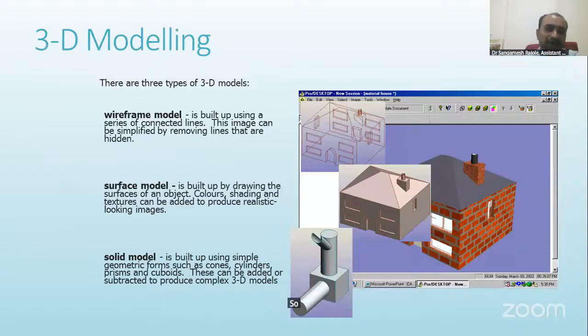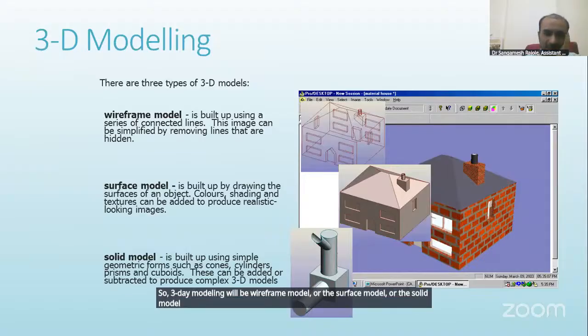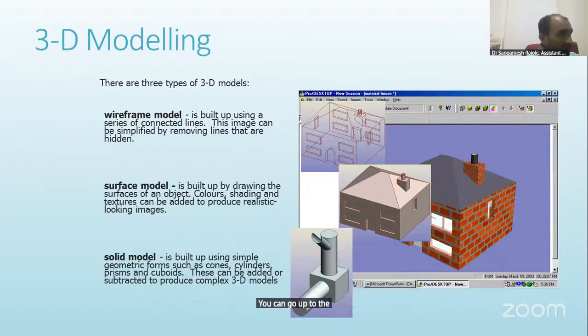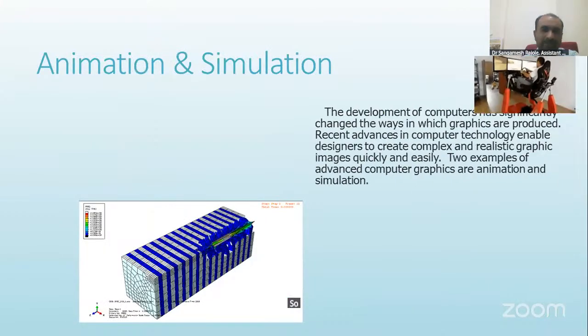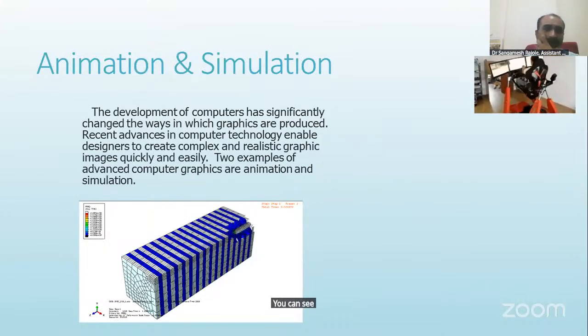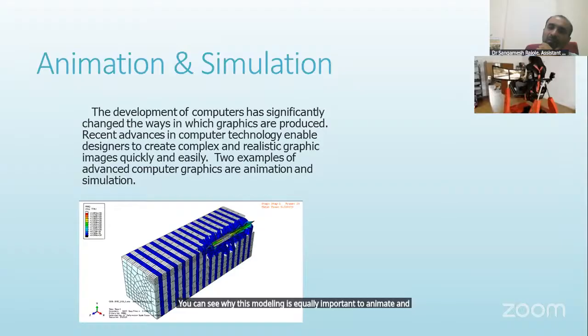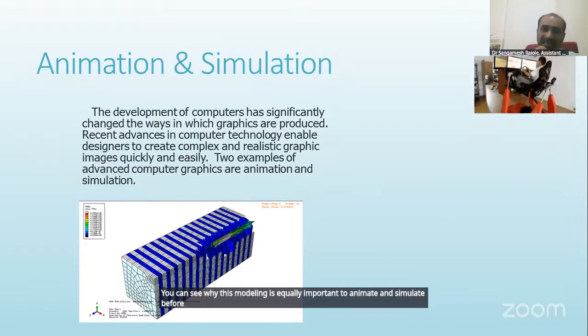3D modeling can be a wireframe model, a surface model, or a solid model. You can create any kind of model, starting from nut and bolt to screw to house to helicopter. You can go up to the extent of aerospace engineering or aeroplanes. In any sector you can do the drawing of it. So you can see why this modeling is equally important to animate and simulate before bringing into reality.